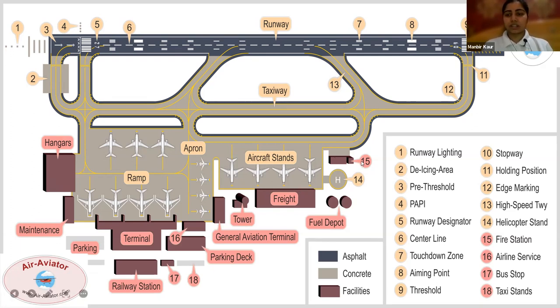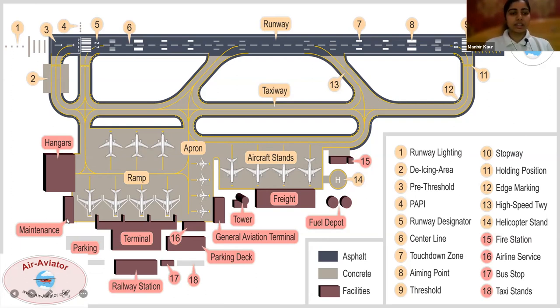Then coming to the next, 16. So 16 is basically the airline service, where all of the aircraft which are going to depart are handled. Then 17 is the bus stop here, and 18 is the taxi stand. So other than this, you can see the aircraft ramp and the aircraft stands where the aircraft are placed, and you can see the hangars.